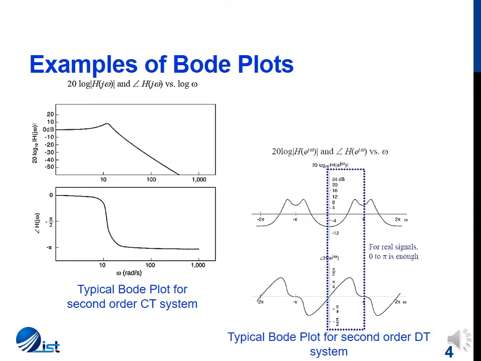Similarly, a typical Bode plot for a second order discrete time system is shown in the figure, and we can see that the plot from 0 to pi is the same as the plot from pi to 2 pi. It's a mirror image, or the mirror is taken along the x-axis, from minus pi to 0. So we see the advantage of Bode plots is that the scales are compressed and we can observe a larger variation over a smaller space.